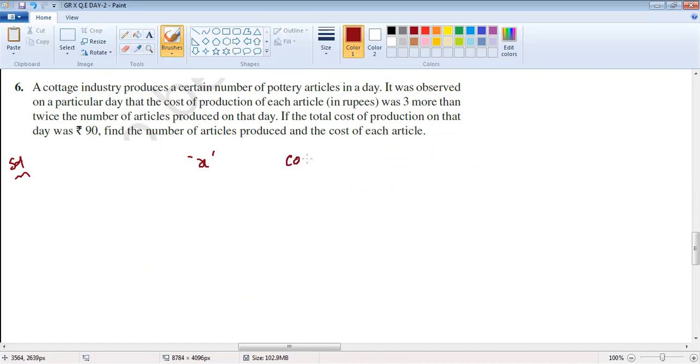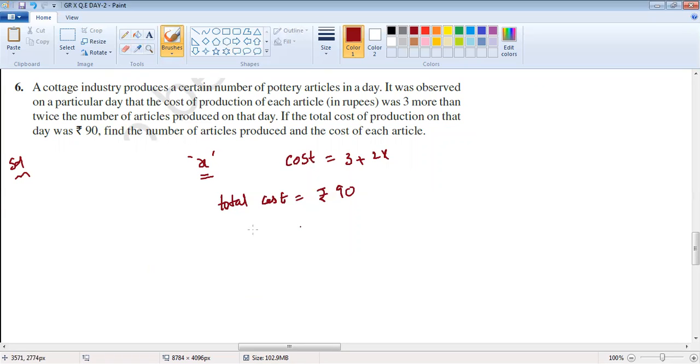So the cost, what is it? Cost is 3 more than twice the number of articles, twice the number. So 3 more than twice. The total cost of the production was 90. So total cost is equal to rupees 90.